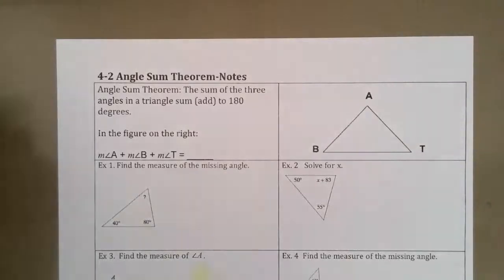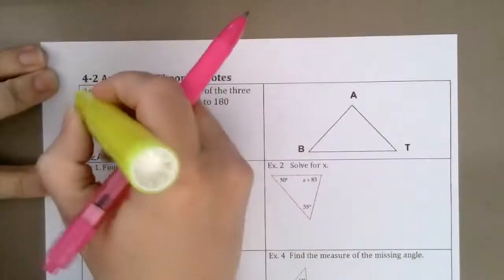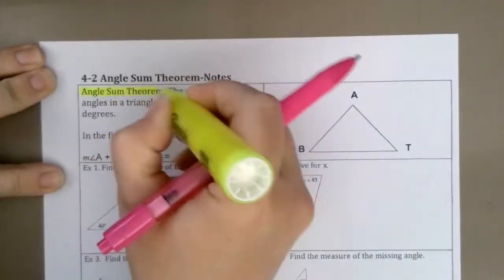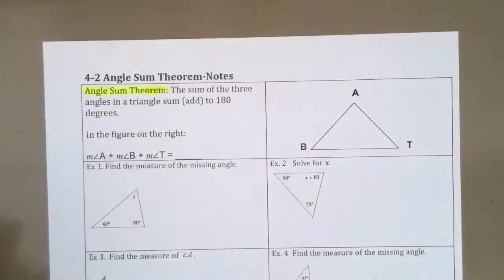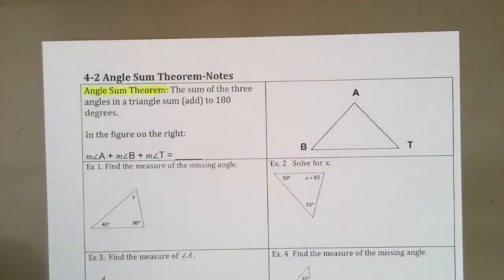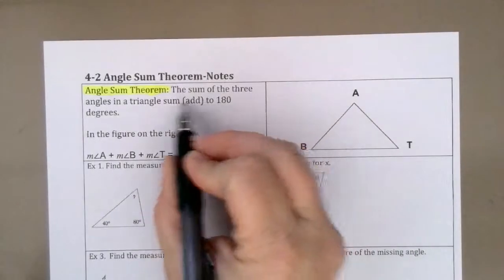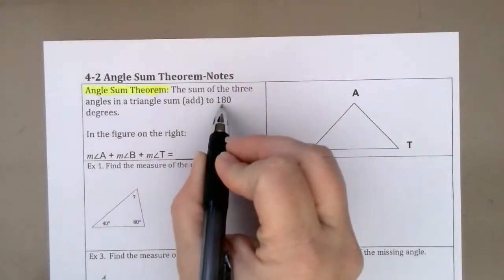the Angle Sum Theorem. So here we go. Here's our theorem. And we talked a little bit about this yesterday. And it says, the sum of the three angles in a triangle sum to or add to 180 degrees.